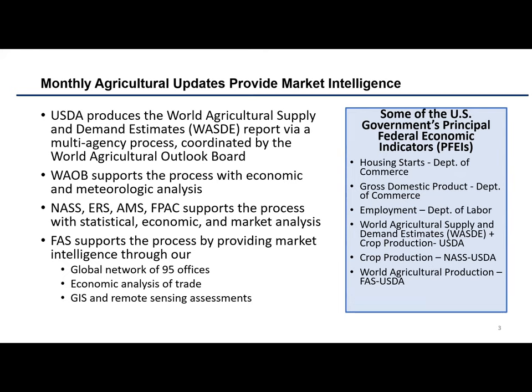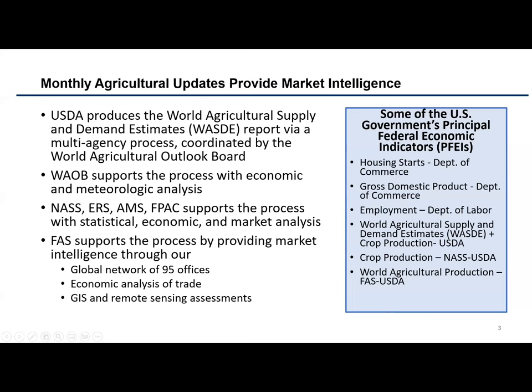So if you look at the box on the right, you'll see that a lot of national governments produce economic indicators. And in the United States, we have different departments who are responsible for things like the gross domestic product, right? You've heard of GDP, you've heard of various employment statistics, like what is your unemployment rate? What is the number of jobs that were created in the last month or the last year? Different departments produce those federal economic indicators. And when it comes to agriculture, USDA is responsible for those numbers.